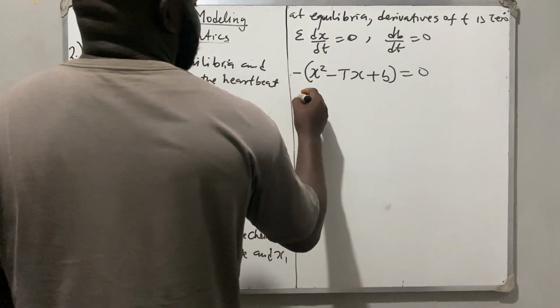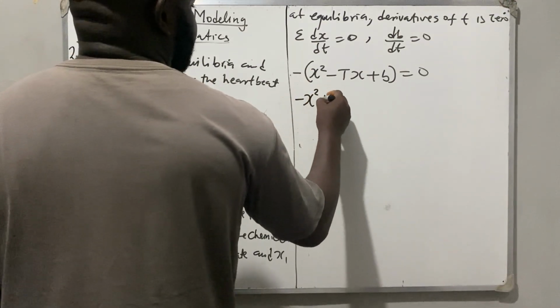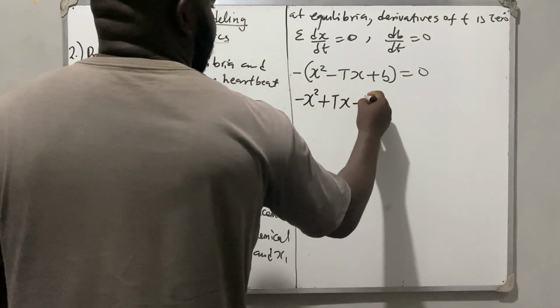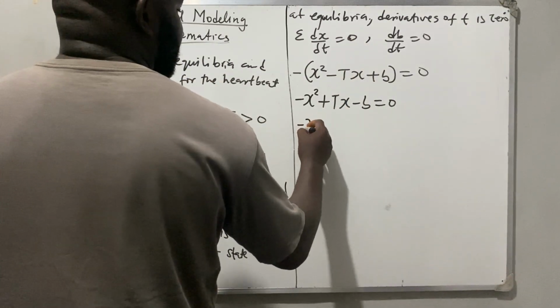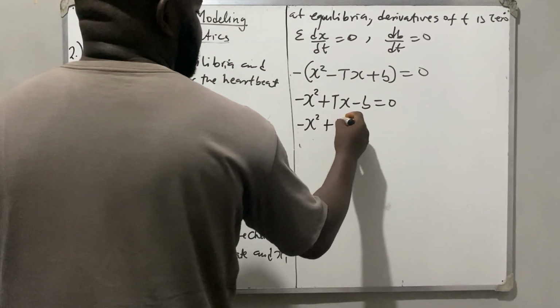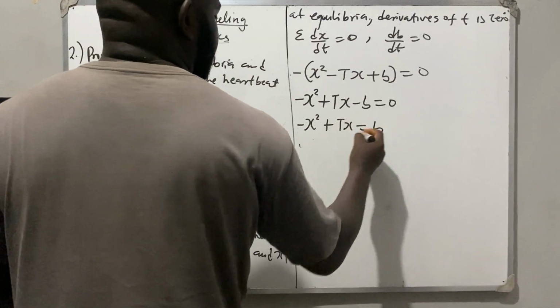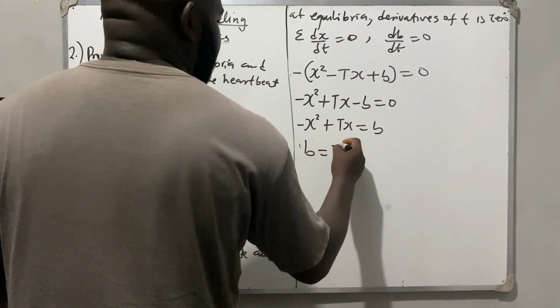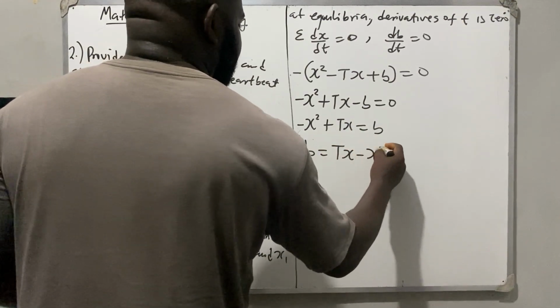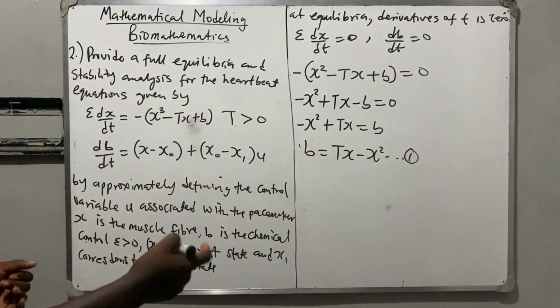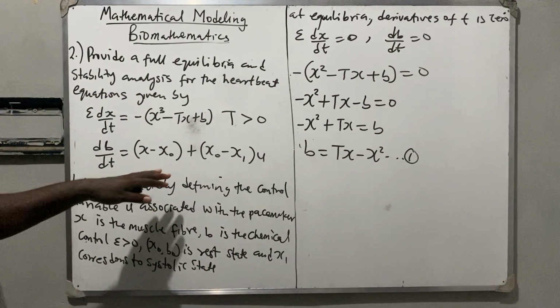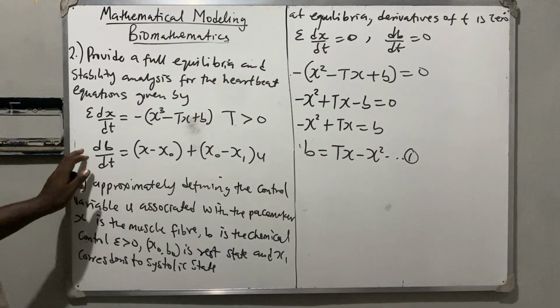We're going to have minus x squared plus tx minus b is equal to 0. So moving this to this side, we have minus x squared plus tx is equal to b. Therefore, our b will now be just tx minus x squared. I can call it equation 1. This is one of the answers. Very simple. The other one is to make this one equal to 0, because this is equal to 0.